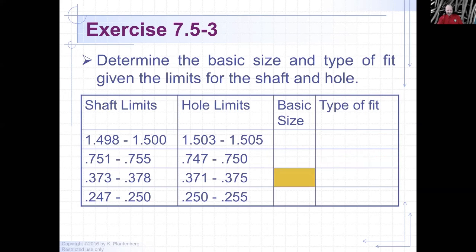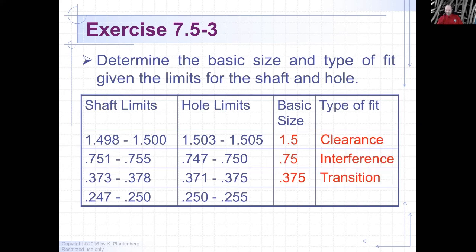Now it's going to get a little harder. So what would you say the basic size for the third row is? Okay, 375. What about the type of fit? Yeah, transition. That sounds reasonable.